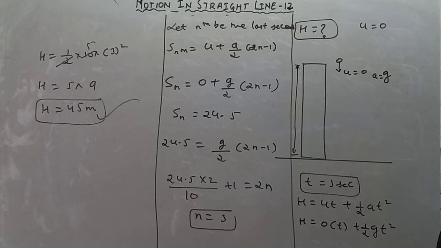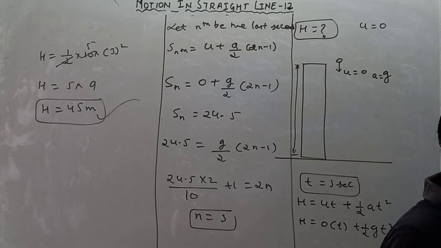Write down another question. A stone is dropped from a balloon rising upward with a velocity of 16 meter per second.